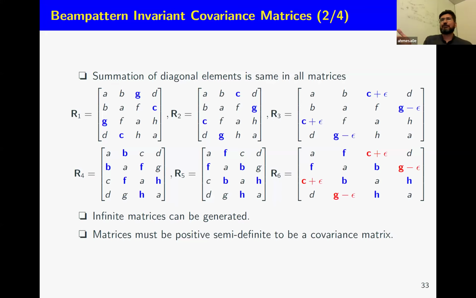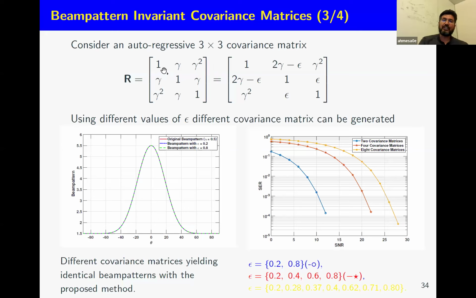Here I have just given one example. This is the main covariance matrix, and then you add epsilon and minus epsilon. If you check the summation, it will be 2 gamma: gamma plus gamma is 2 gamma, and 2 gamma minus epsilon plus epsilon is 2 gamma. It will not change. By changing epsilon, I can generate different modulation schemes. In the first one, I chose 0.2. My beam pattern is not changing, it will remain the same.